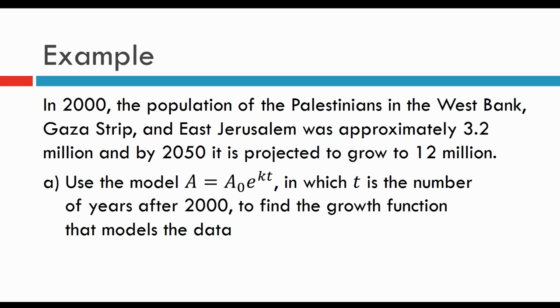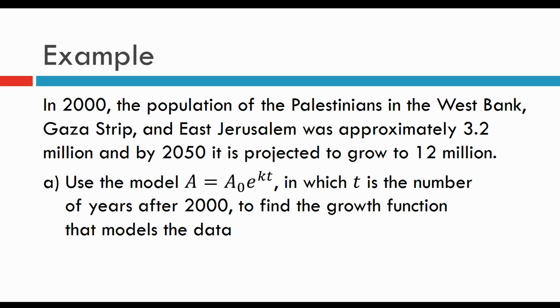All right, so here's my next one. It says in 2000, the population of the Palestinians in the West Bank, Gaza Strip, and East Jerusalem was approximately 3.2 million. And by 2050, it's projected to grow to 12 million. So once again, we're going to use A equals A sub 0 times e to the kt power, in which t is the number of years after 2000, to find the growth function that models the data.